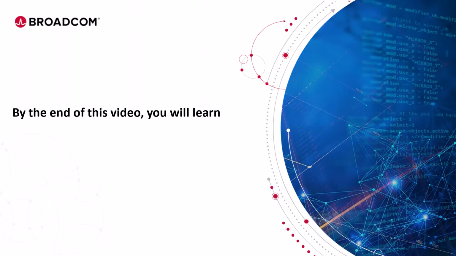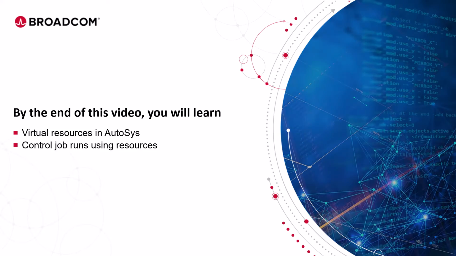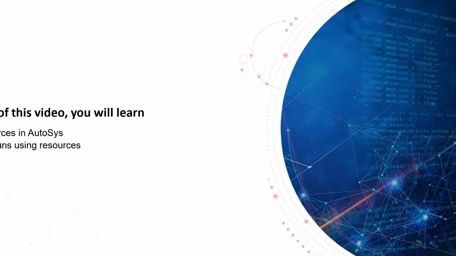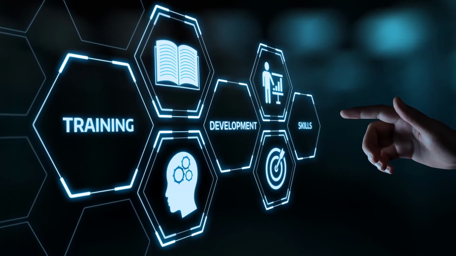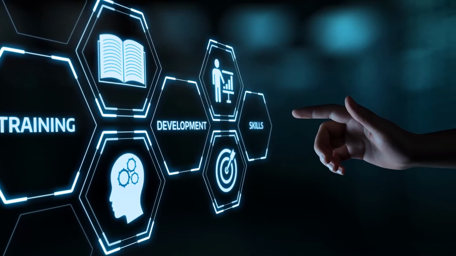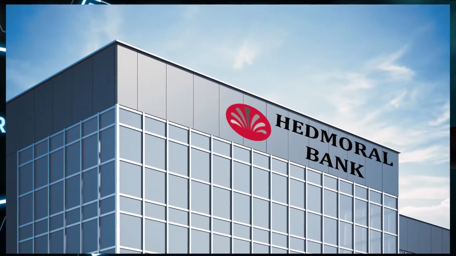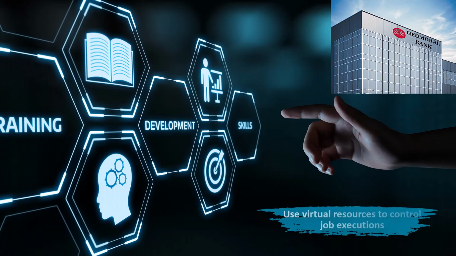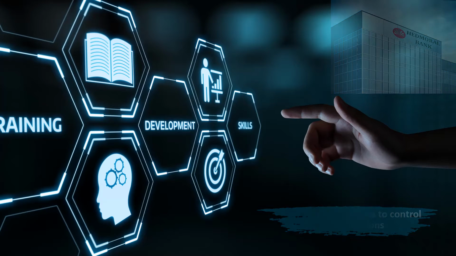By the end of this video, you will learn about virtual resources in AutoSys and how to control the job runs using these resources. To enhance the learning experience, we will use an example of a fictitious bank called the Hedmerl Bank and demonstrate how and when to use virtual resources to control the job executions in AutoSys.